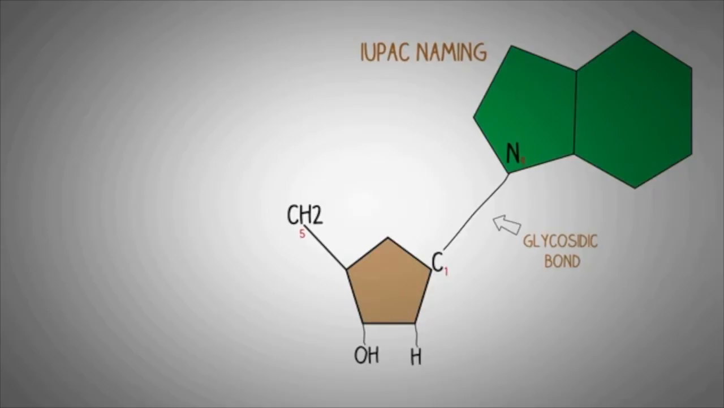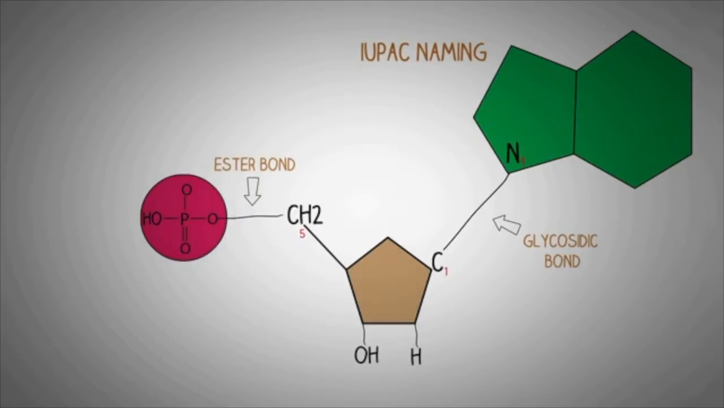Now next, let's attach the phosphate. The phosphate group attaches with the carbon number 5 of the sugar, and the bond formed is an example of an ester bond, which is also a strong covalent bond. So now you know how the three structures in a single nucleotide bind to each other to form one nucleotide.